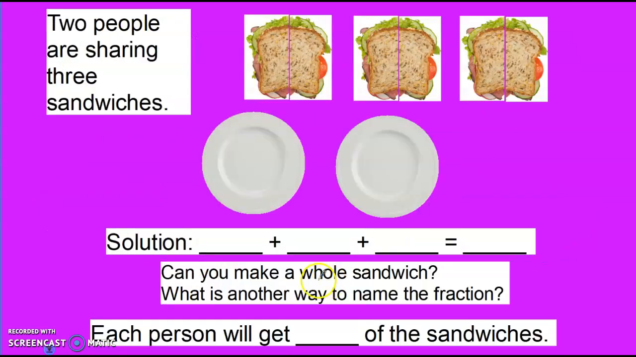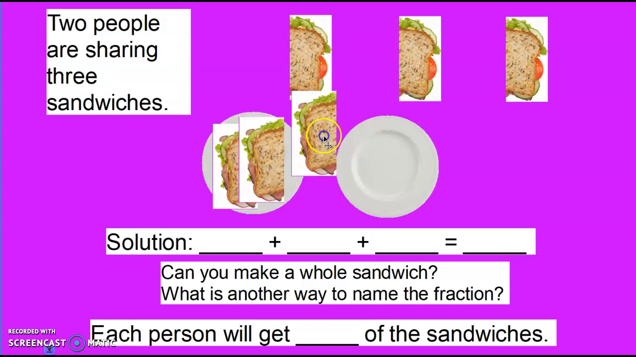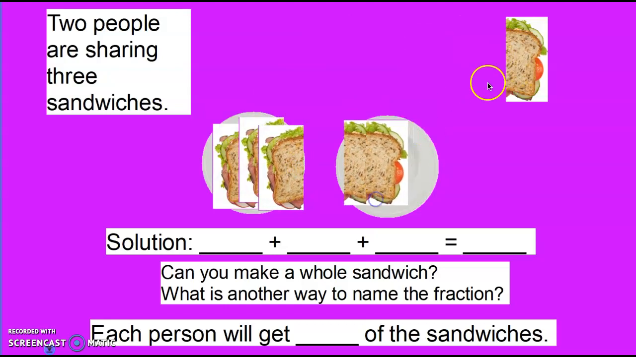Here's another example. 2 people are sharing 3 sandwiches. There are 3 sandwiches, 2 people are sharing. So we're going to use the same method. 1 for you, 1 for you, 1 for you. Each person gets 1 piece out of the whole sandwich.